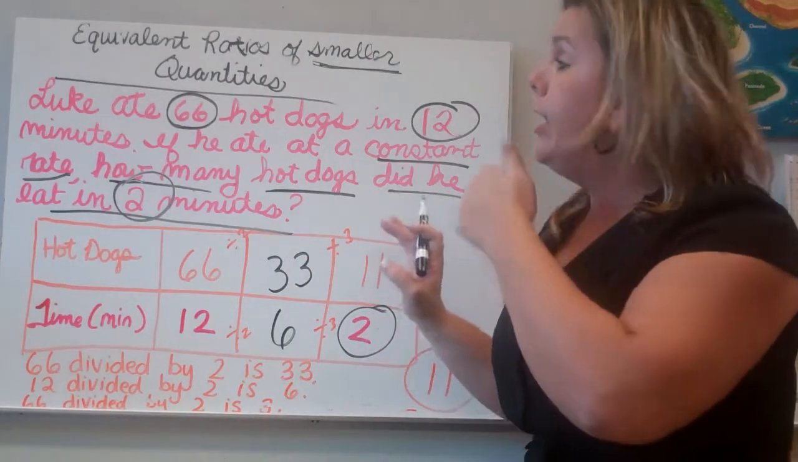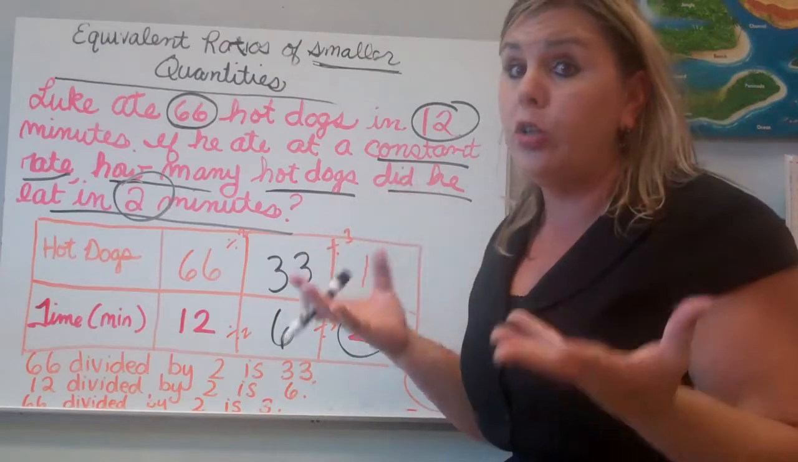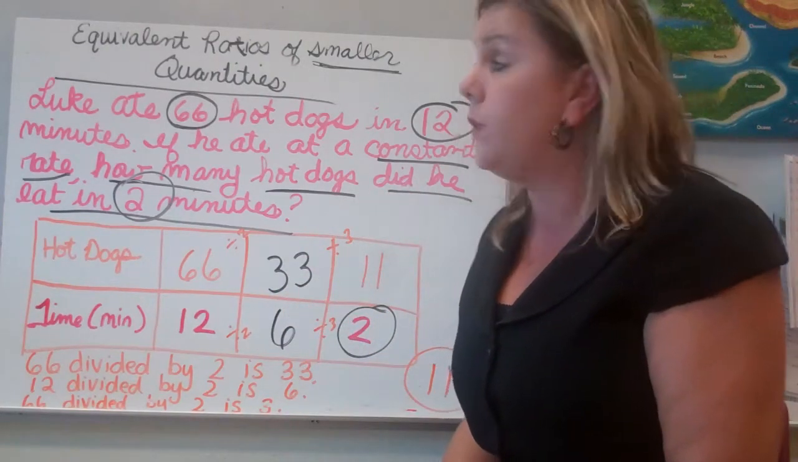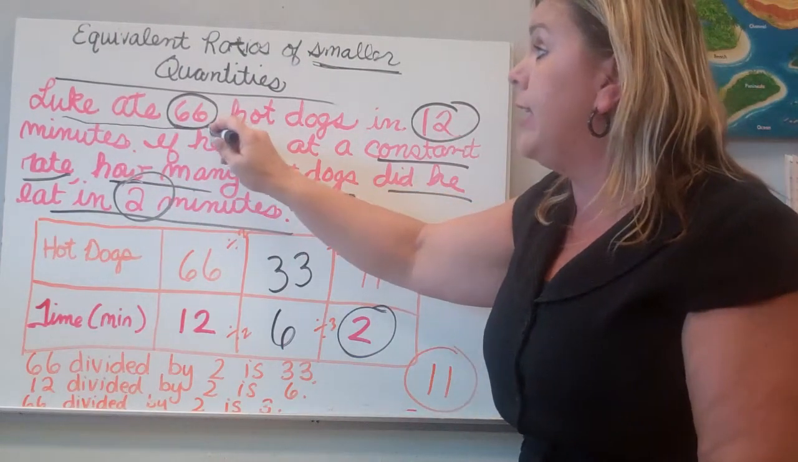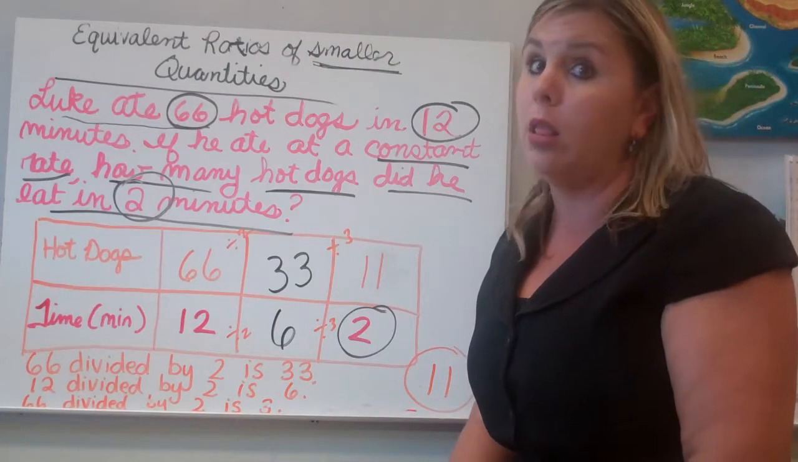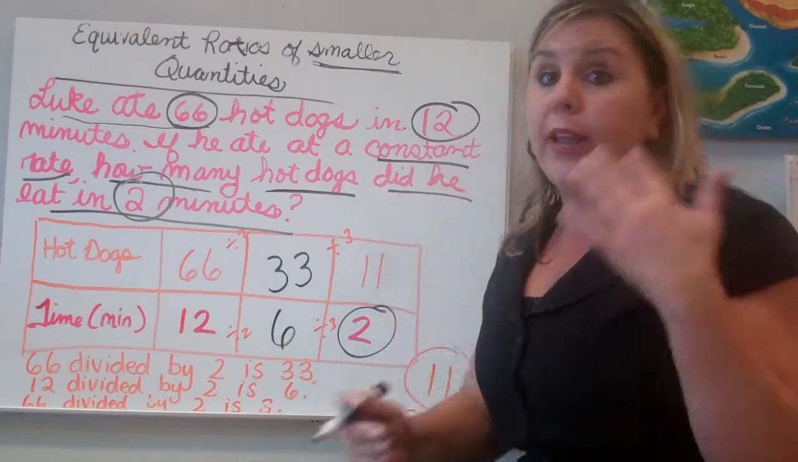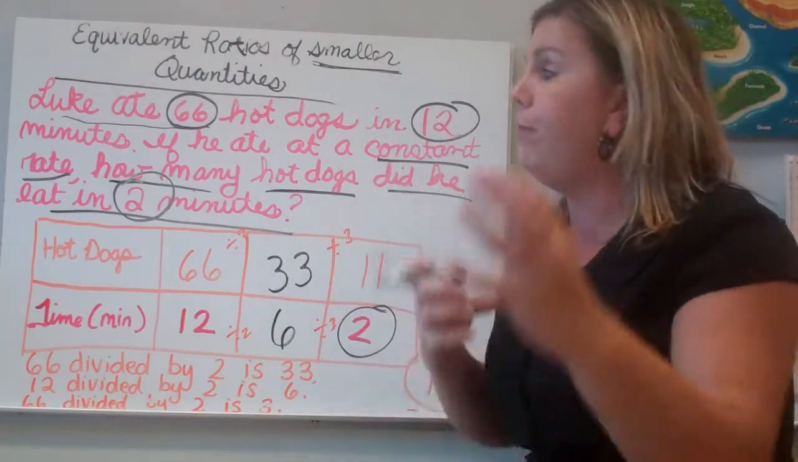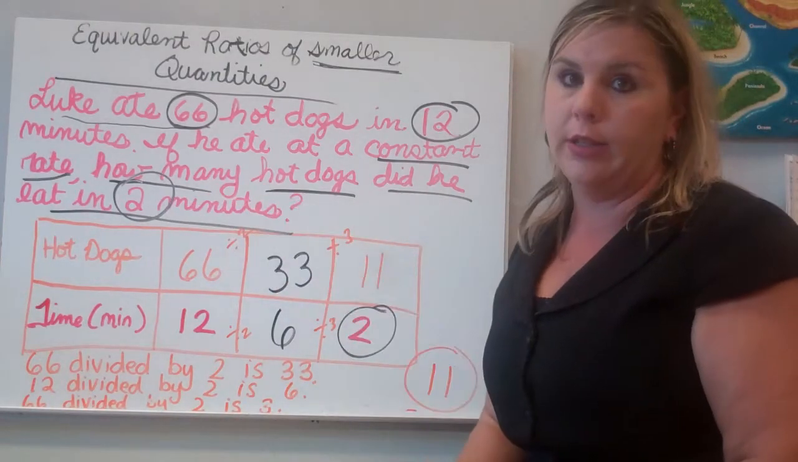Now, in this problem, Luke loves to participate in hot dog eating contests. So we are going to pretend that Luke ate 66 hot dogs in 12 minutes. That's a lot of hot dogs. Now, if he ate at a constant rate, that means at the same speed and the same pace, how many hot dogs did he eat in 2 minutes?